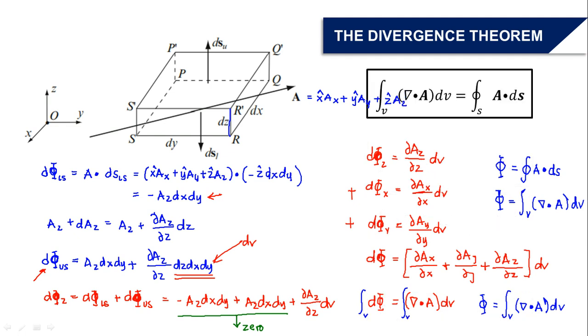Kaya naman, we now have this particular expression, no? It is the integral of the divergence throughout a particular volume. It is equal to the closed surface integral ng ating vector. Okay? This equality between the two integrals means that the flux of vector A through the closed surface S is equal to the volume integral naman ng divergence of this particular A over the volume enclosed by the surface S. And this is called the divergence theorem.